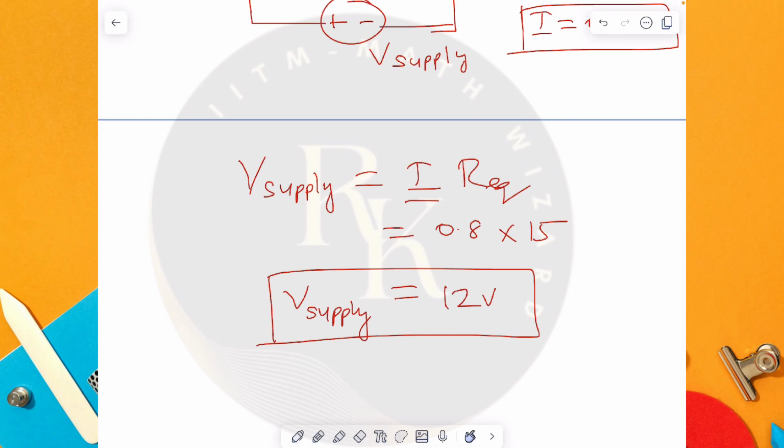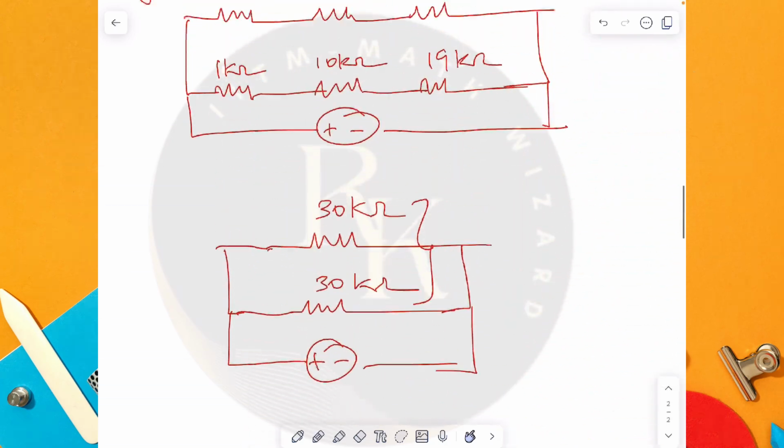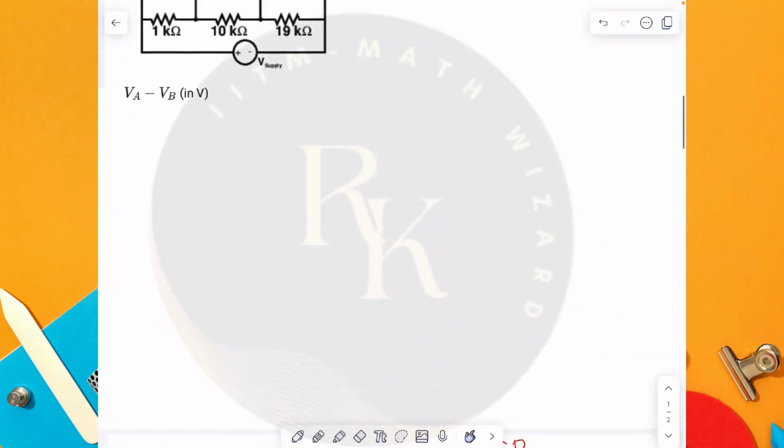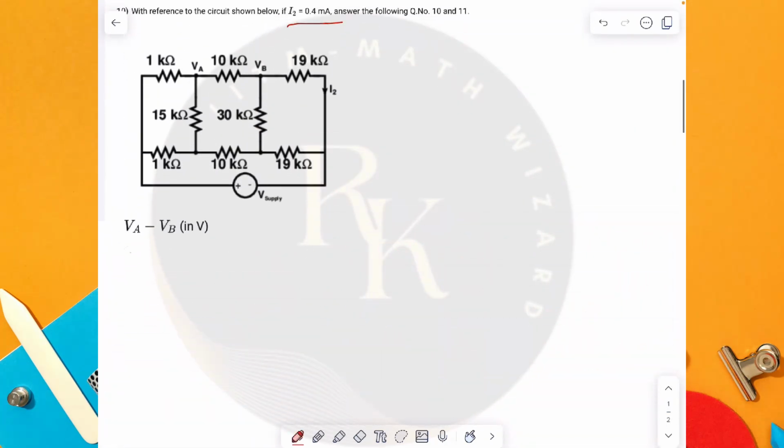Now keeping this into account, we are going to solve the 10th question. We are going back in reverse. So the total supply we know it is 10 volt. So V supply is 10 volt.